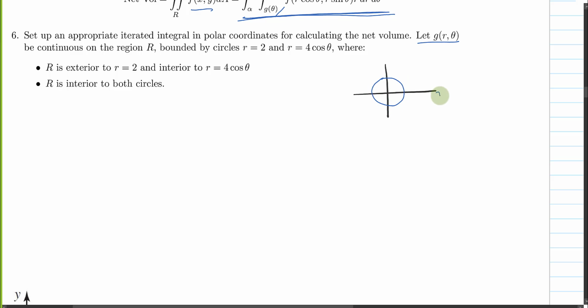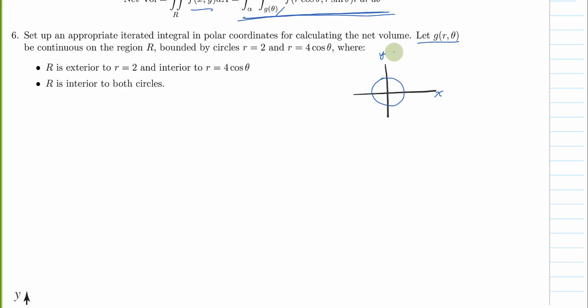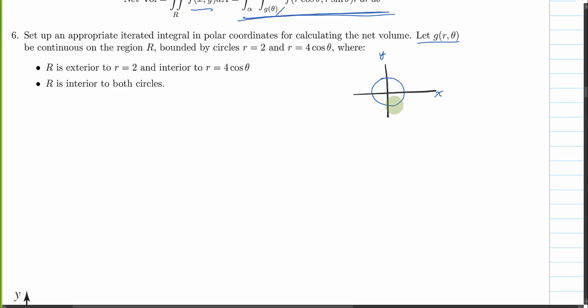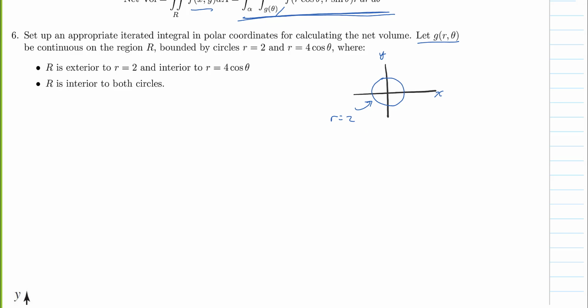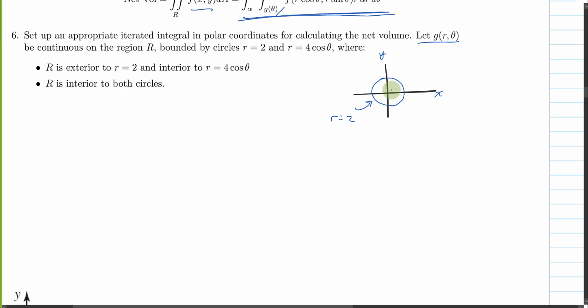So again, folks, most of us are more comfortable thinking about this as x, y, so we go ahead and think of the x, y coordinates as being superimposed on top of this, even though we're talking about r as some function of theta. Okay, so this is the circle r equals 2. And then we have the other circle, which is the circle r equals 4 cosine of theta.